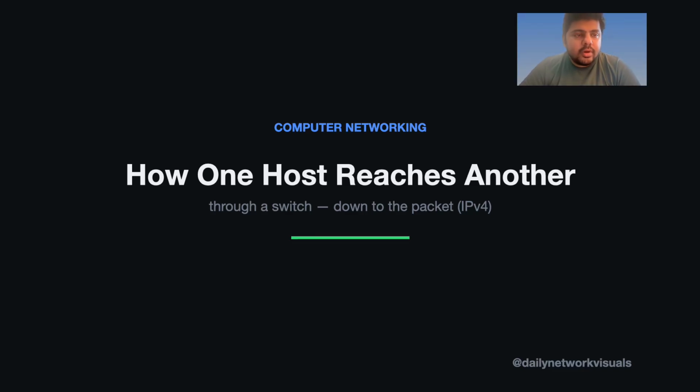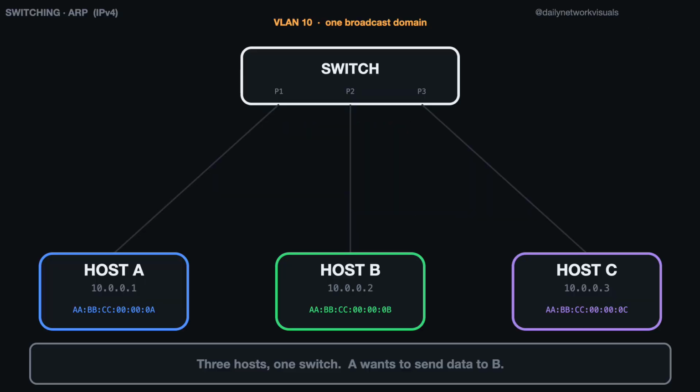Today we are going to talk about how one host reaches another through a switch. Consider that there are three hosts all plugged into one switch. Host A wants to send data to host B. Sounds simple, but host A has a problem to solve. The switch hasn't learned anything yet, and A doesn't know B's MAC address.